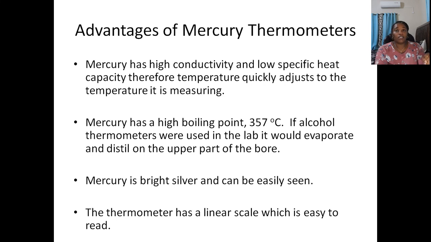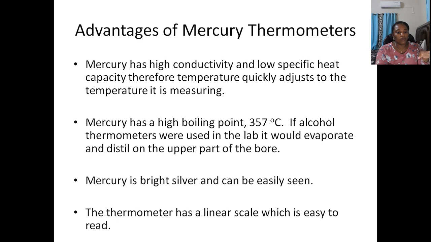Mercury has high conductivity and low specific heat capacity. Therefore, temperature quickly adjusts to the temperature it is measuring. Mercury has a high boiling point of 357 degrees Celsius. If alcohol thermometers were used in the lab, it would evaporate and distill in the upper part of the bore. Mercury is bright silver and can be easily seen, and the thermometer has a linear scale, which is easy to read. Linear meaning a straight scale. Okay? Now, let's get back to the evaporating and distilling in the upper part of the bore.